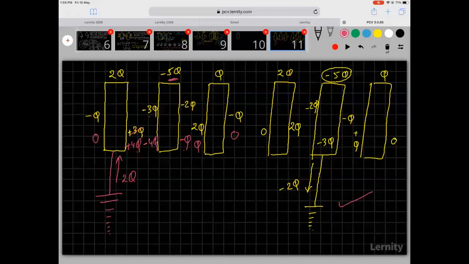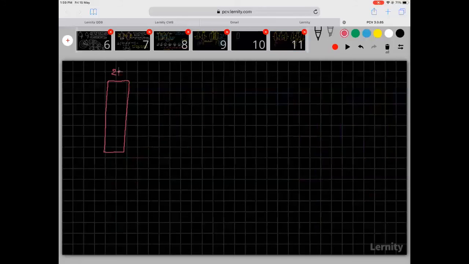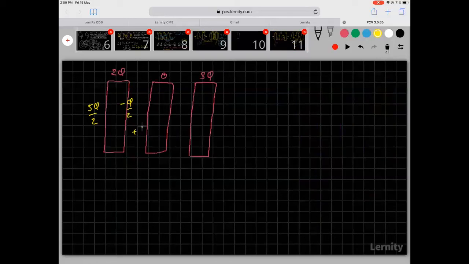There is one plate here. Suppose it has 2Q. There's another plate here. Suppose it has 0. There's a third plate here, which has, let us say, 3Q. So initially, what will be the charge distribution? 5Q by 2. 5Q by 2 minus Q by 2. Then plus Q by 2. This will also be plus 5Q by 2. Then this will become plus Q by 2. Then this will become minus Q by 2. Now it's all very happy.